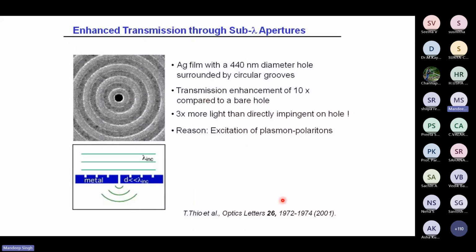You can see in this research paper they have done experiments and proposed a transmission enhancement of a factor of 10, that is 10 times compared to the bare hole. There is a drastic improvement in the transmission, and also 3 times more light than directly impinging on the holes. So we have such benefits of using this sub wavelength aperture in the terahertz range, and it is basically through the excitation of surface plasmon polaritons.